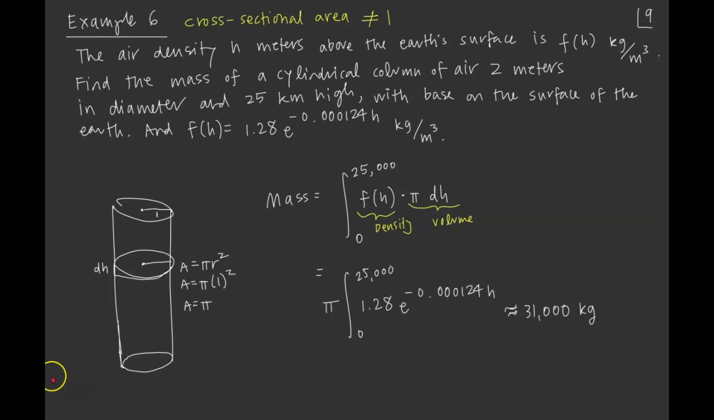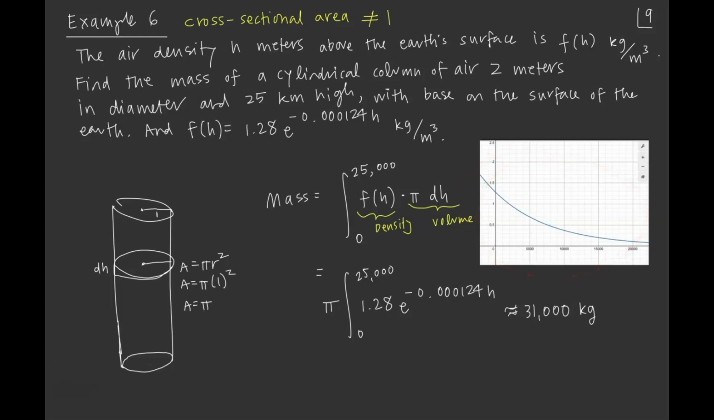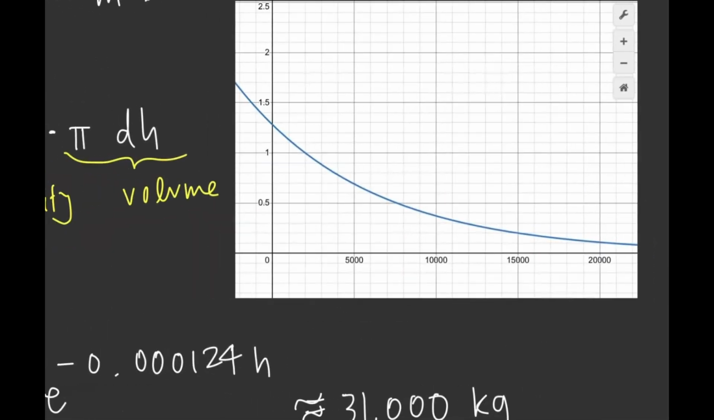I want to get a picture of what this looks like, so I'm going to graph this density function on Desmos. I just wanted to look at it up close. This is with height in meters, and then the density function, the density of the air, has units of kilograms per cubic meter. So we can see that the density of the air is decreasing as you go higher and higher up. This is what it means for the air to get thinner and thinner as you increase in altitude.